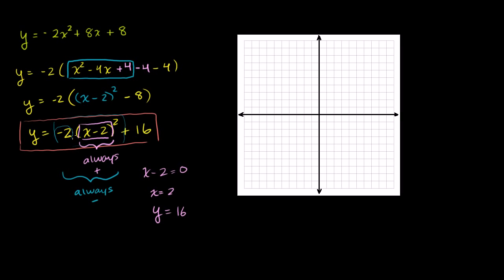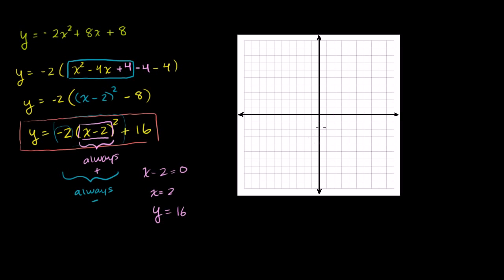We just reasoned through it, just looking at the algebra, that the highest value this can take on is 16. As x moves away from 2 in the positive or negative direction, this quantity right here might be negative or positive, but when you square it, it's going to be positive. When you multiply it by negative 2, it's going to become negative, and it's going to subtract from 16. So our vertex right here is x is equal to 2.